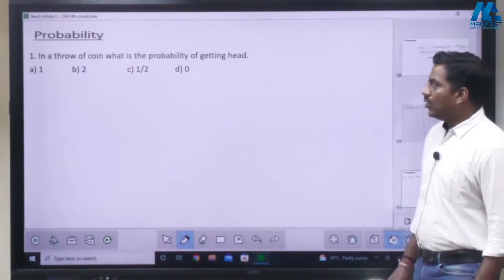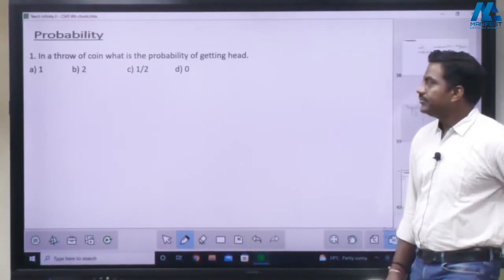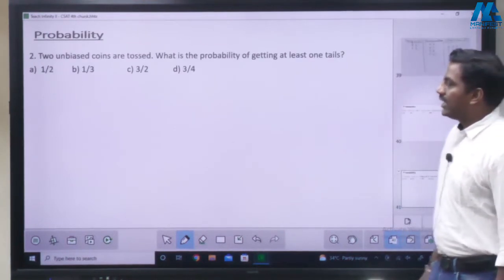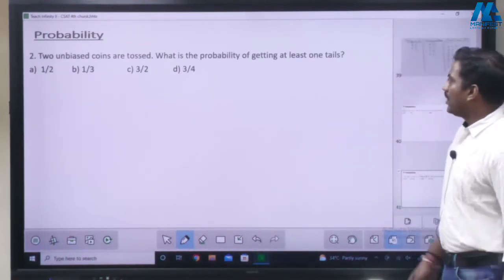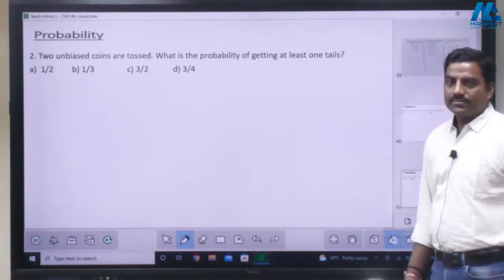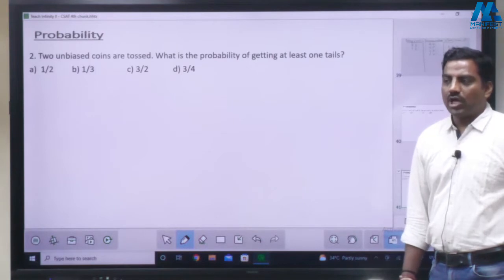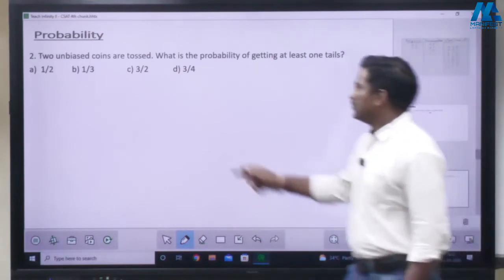In a throw of coin, what is the probability of getting head? 1 by 2. 2 unbiased coins are tossed. What is the probability of getting at least 1 tail? At least 1, except 2 tails, you have to consider all. So 3 by 4.